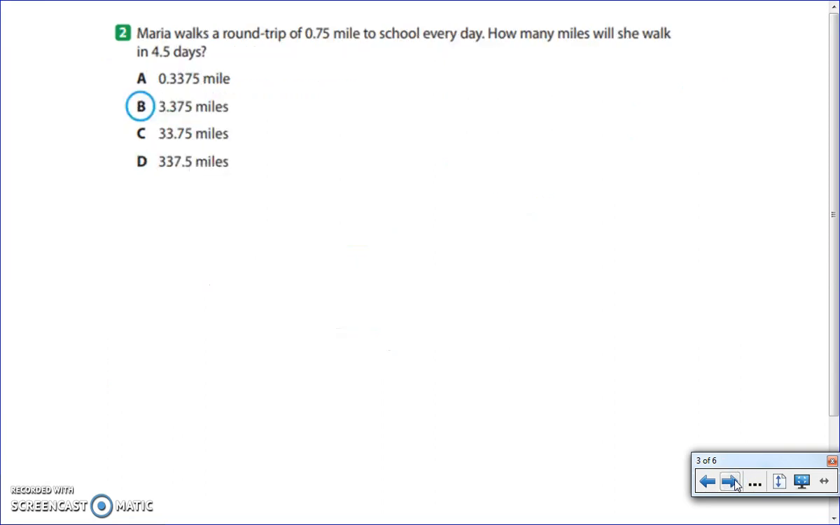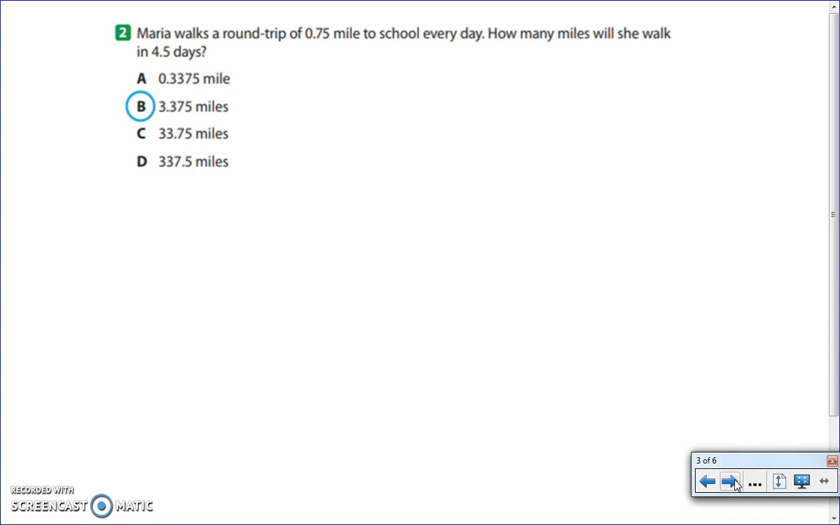Number 2 says that Maria walks a round trip of 7.5 miles to school every day. How many miles will she walk in 4.5 days? So if she walks, well, we could estimate this one, I guess. 3/4 of a mile to school and back every day. How many miles will she walk in 4.5 days?